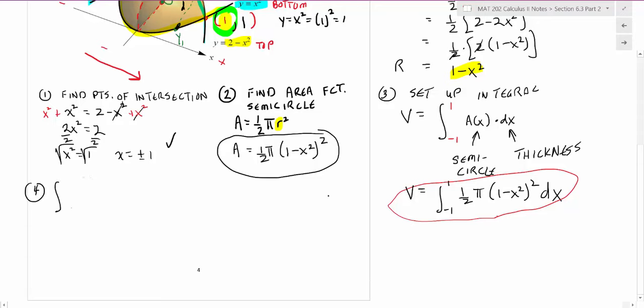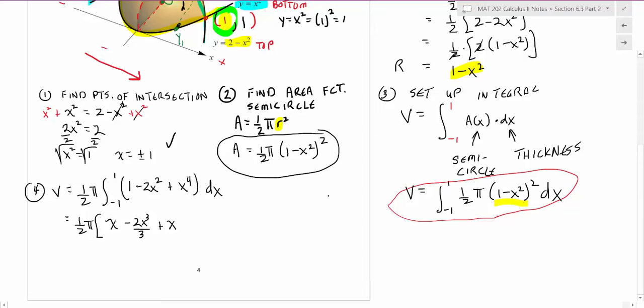All right, so I'm going to do the integral from negative 1 to 1, and while I'm at it, I might as well go ahead and take the constants out. So 1/2 pi is a constant that can come out of the integration. So we have the integral from negative 1 to 1. I can go ahead and square that, which would be 1 minus 2x squared plus x to the 4th, times dx. And that's going to be a pretty simple power rule integral. So we're going to have 1/2 pi, and our antiderivative is going to be x minus 2x to the 3rd over 3 plus x to the 5th over 5. And we're going to be integrating that from negative 1 to 1. So that's the antiderivative.